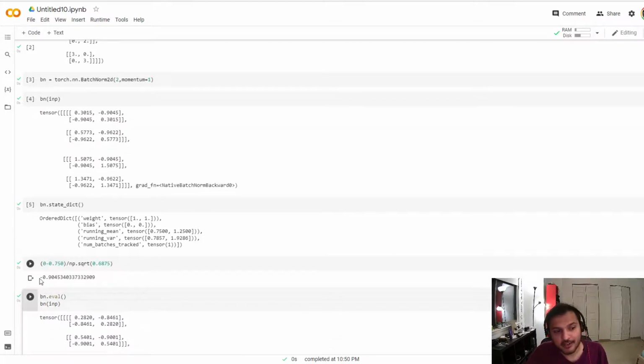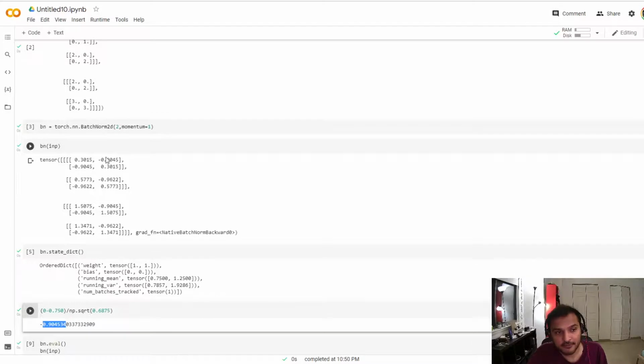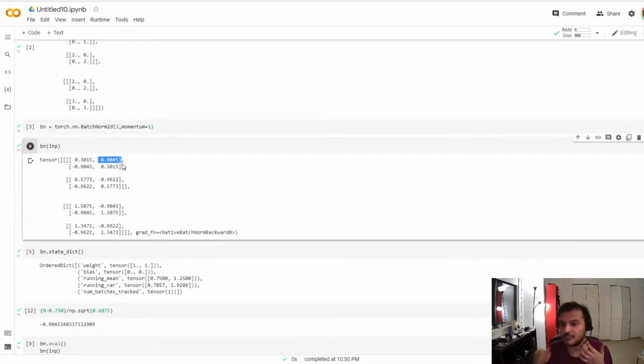Now, when I do it, I get negative 0.9045, which is exactly this. So that's the difference to keep in mind. In training mode, you only use statistics of the batch that is given to you, and the variance is computed without the Bessel correction. However, in the evaluation mode, you take into account the Bessel correction, and then you also do it on the running mean and running variances. So that's why in the formulas that I showed you, there was no n minus 1 for any of the formulas.